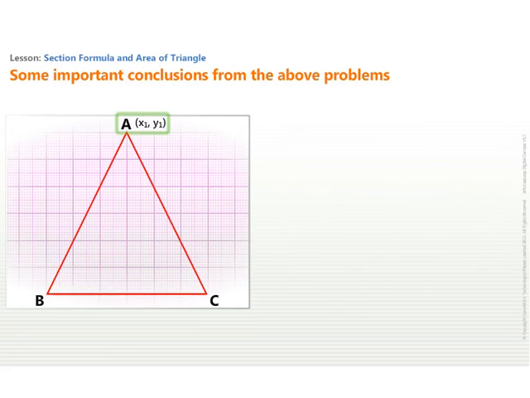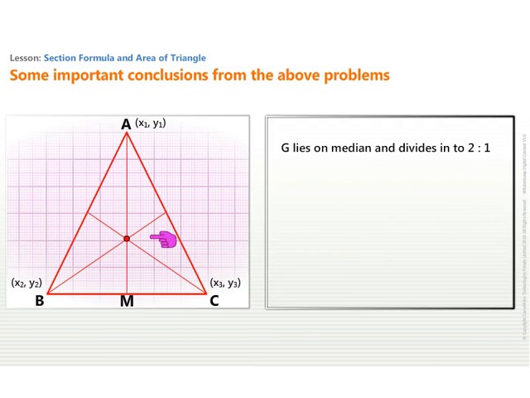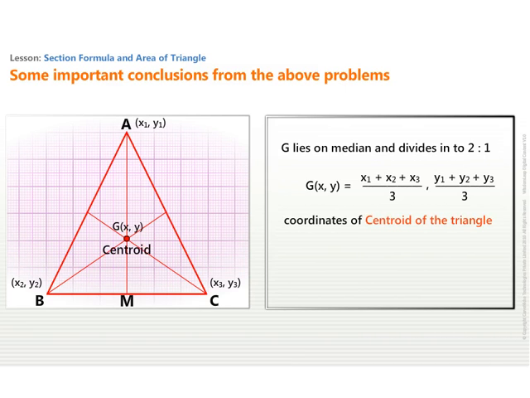If (x1, y1), (x2, y2), (x3, y3) are the vertices of a triangle, centroid G lies on the median and divides it in the ratio 2:1, then from section formula we get G(x, y) equal to ((x1 + x2 + x3)/3, (y1 + y2 + y3)/3), which are the coordinates of the centroid of a triangle.